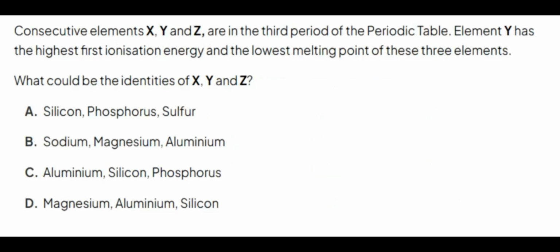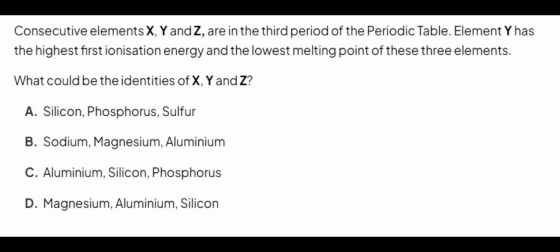Question number 3. Consecutive elements X, Y and Z are in the third period of the periodic table. Element Y has the highest first ionization energy and the lowest melting point of these three elements. What could be the identities of X, Y and Z?